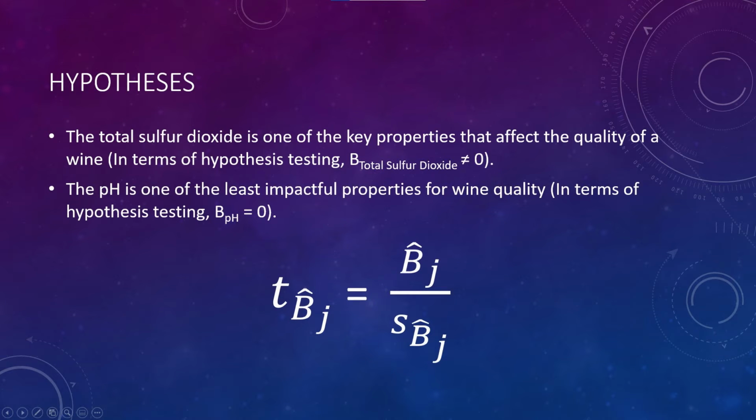The two hypotheses made for this project are the following. One of them is that the total sulfur dioxide is one of the key properties that affect the quality of a wine. This hypothesis is made since sulfur dioxide preserves wine freshness, since it's a kind of antioxidant. The other one is that the pH is one of the least impactful properties for wine quality.